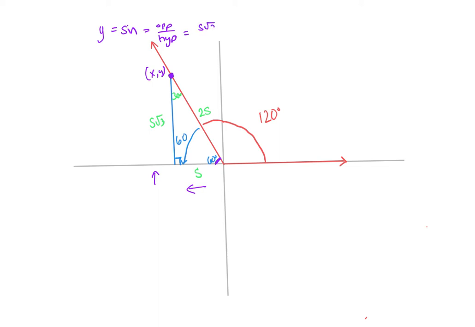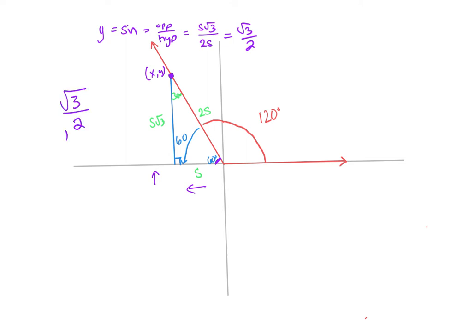S squared of 3. What is my hypotenuse? 2s. It reduces to square root of 3 over 2. So my y value is going to be the square root of 3 over 2. I can write it correctly. All right, that's my y value.